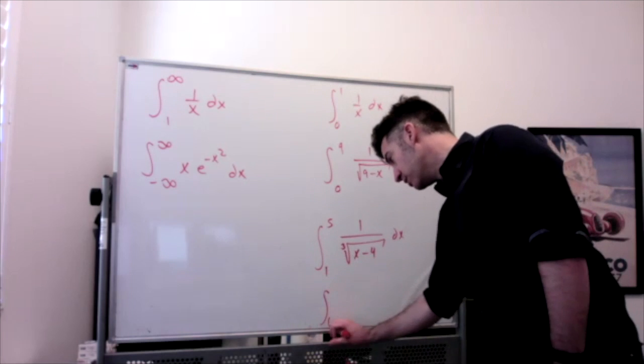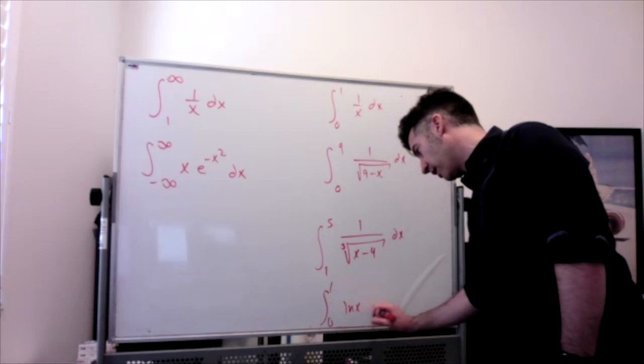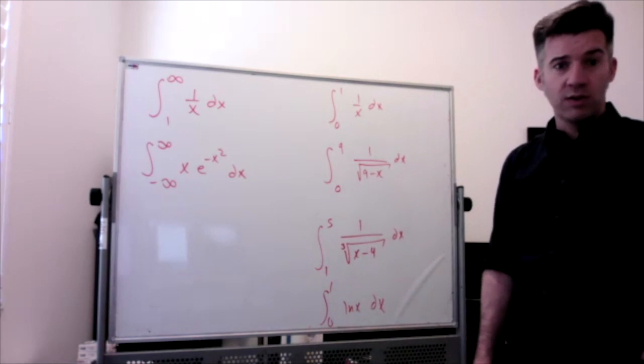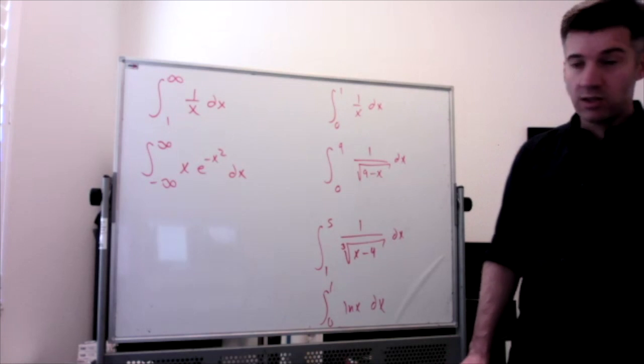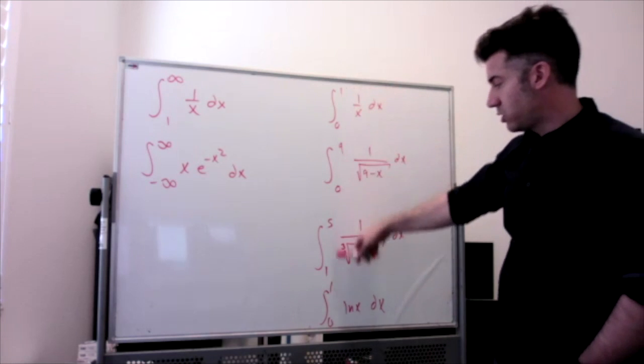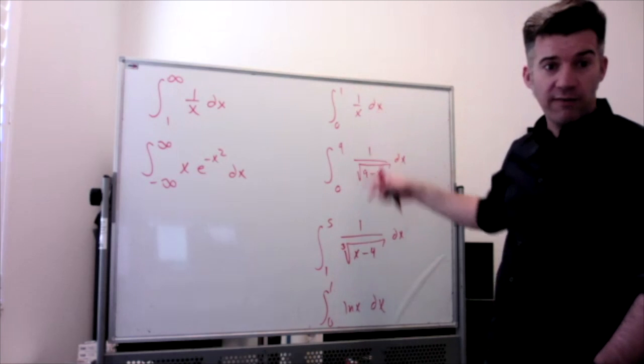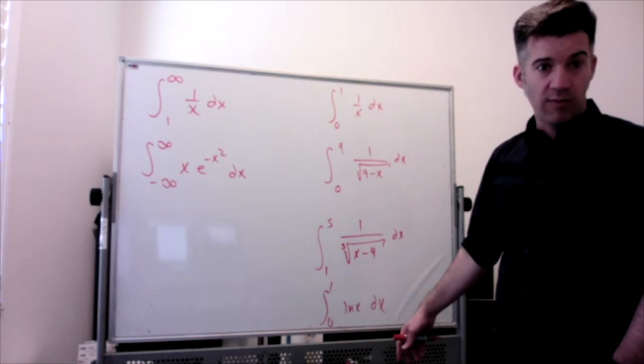The integral from 0 to 1 of the natural log of x. And that's also improper because the natural log function is undefined at 0. So if your interval of integration makes your function undefined somewhere, it's also an improper integral.